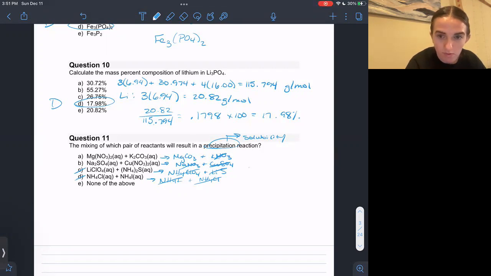So, not magnesium and NH4+. Okay, so this one will be solid. So that forms a precipitate. So that's going to be A here. Awesome. So it's not none of the above because we do know that magnesium carbonate will form a solid.